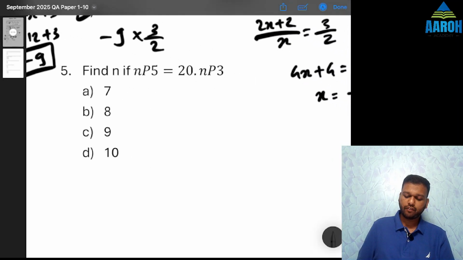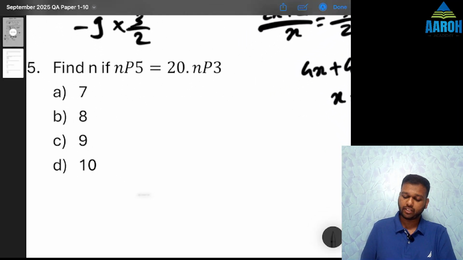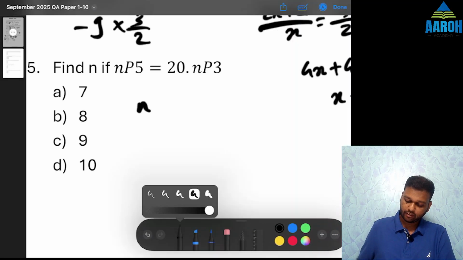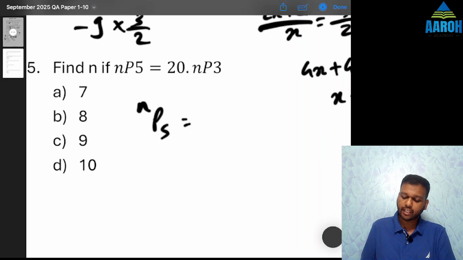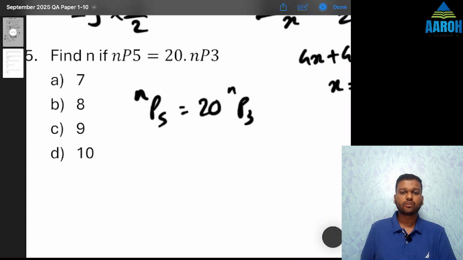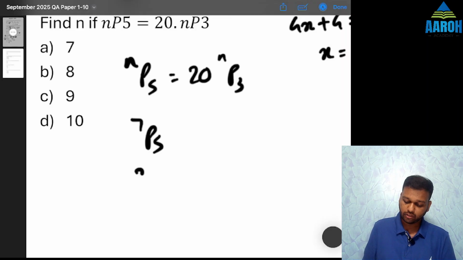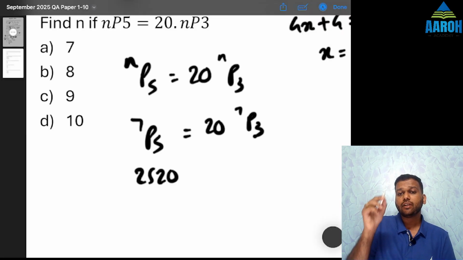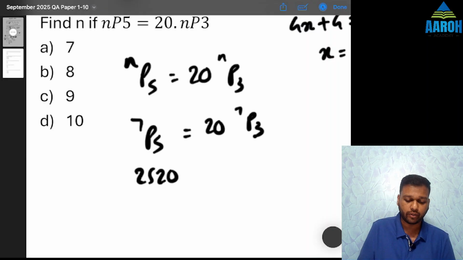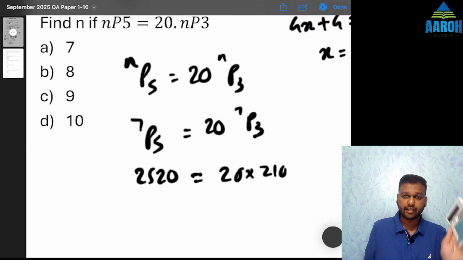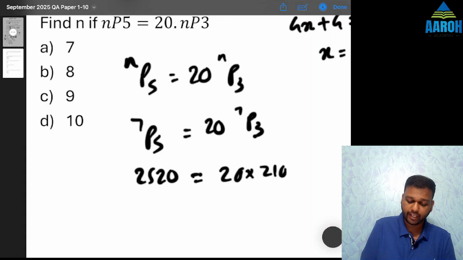Fine. Next, find n if nP5 is equal to 20 times nP3. So those who have already seen my permutation combination lectures, in such kind of questions you always go by options. So let's take option 1. 7P5. 7P5 is what? 7 factorial upon 2 factorial, which is 5040 upon 2, 2520, is equal to 20 times 7P3. 7P3 is what? 7 factorial upon 7 minus 3, 4 factorial. That is 5040 divided by 24. So 20 into 210. Check on your calculator. 20 into 210. That is not 2520. So option A is not correct answer.